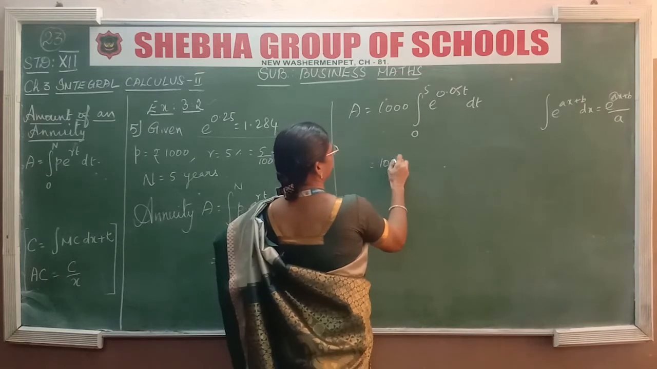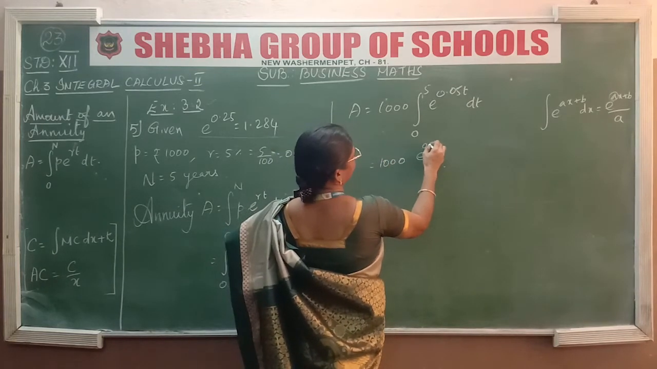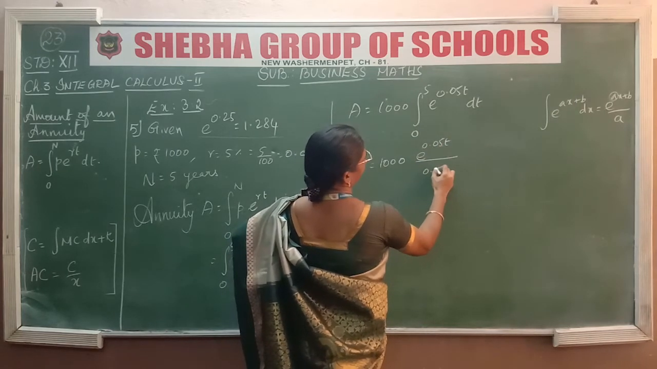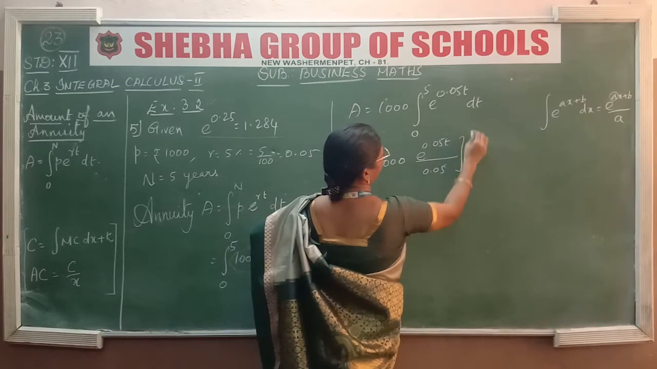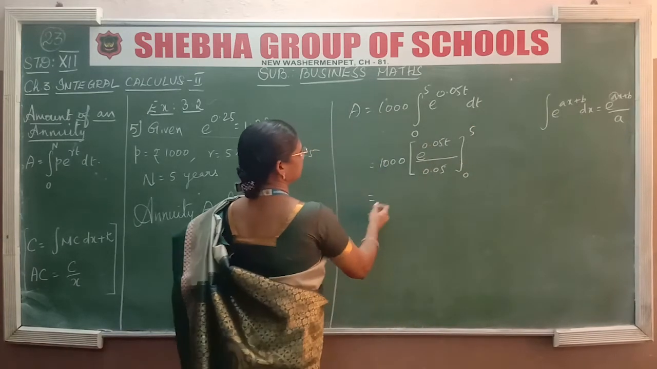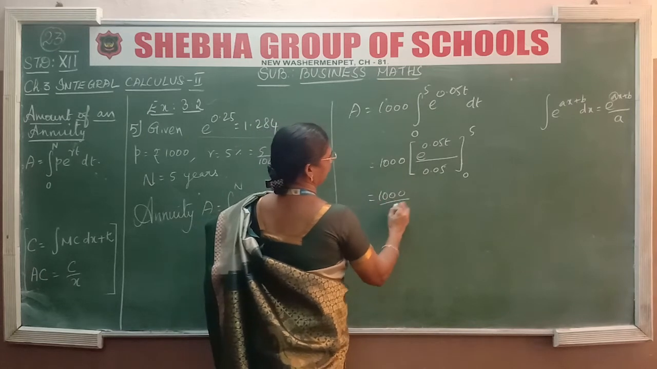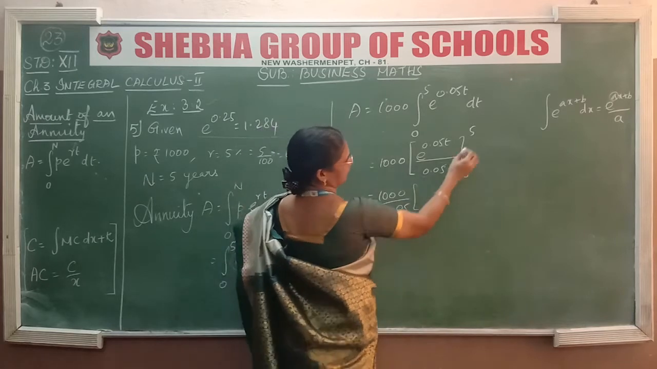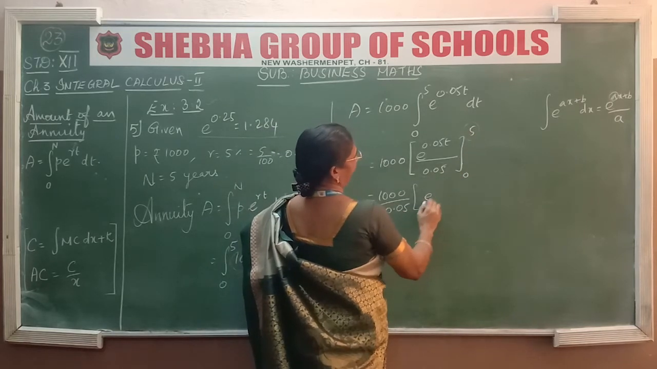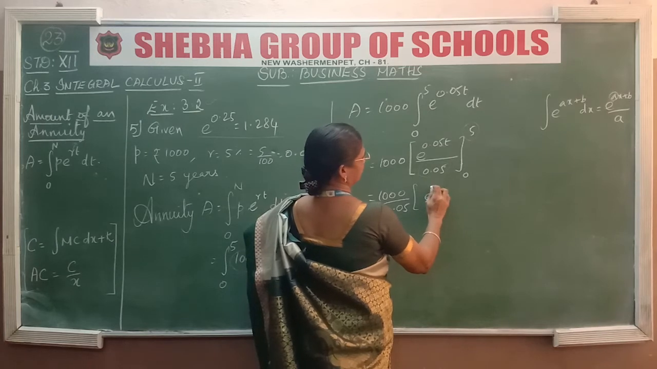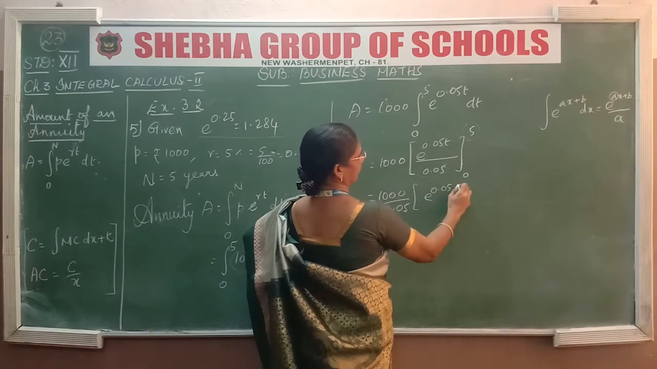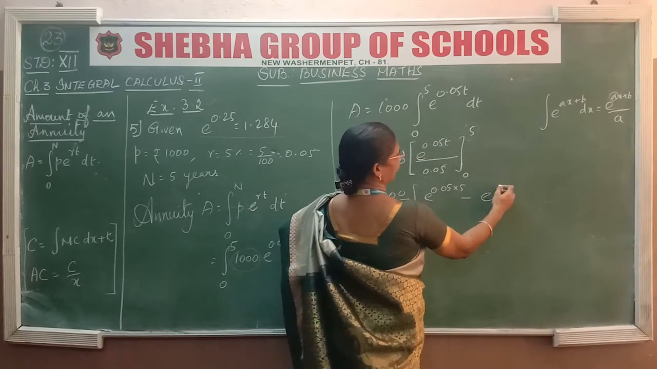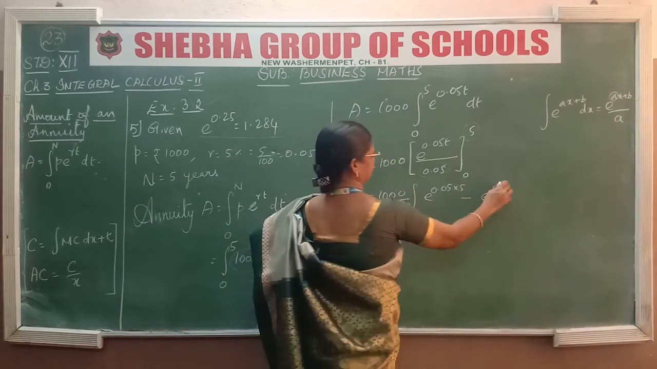Using the same formula, e power 0.05t, this is our a, by 0.05, and the limit is 0 to 5. 1000 by 0.05 we also take outside, and inside first put the upper limit, that is e power 0.05 into 5, minus e power 0.05 into 0, that is e power 0.